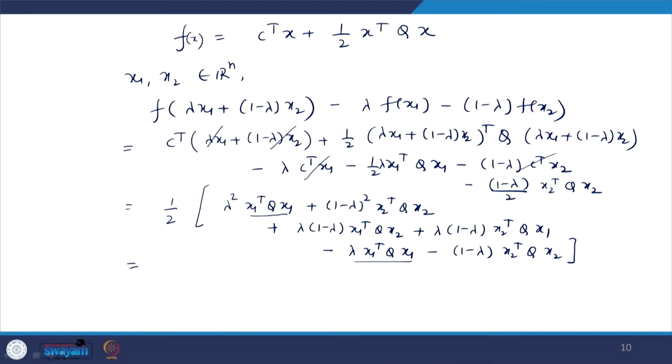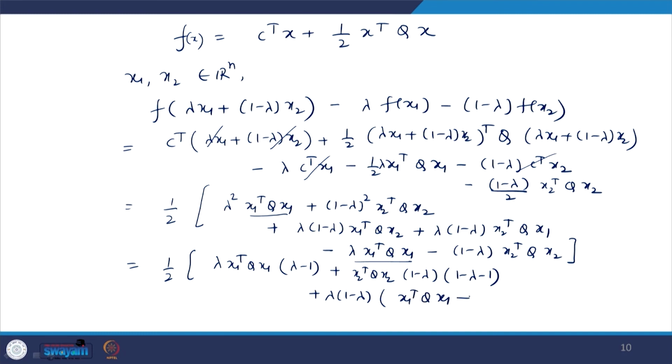Now, from this and this, what is common? From this and this, lambda is common and x 1 transpose Q x 1 is common, leaving lambda minus 1. Again, from these two, x 2 transpose Q x 2 is common and 1 minus lambda is also common, so it is 1 minus lambda minus 1. Leave these two terms as they are; lambda into 1 minus lambda you can take common, x 1 transpose Q x 2 plus x 2 transpose Q x 1. Okay, so this 1 cancels out. So, lambda into 1 minus lambda you can take common from all the 4. So, what do we get?